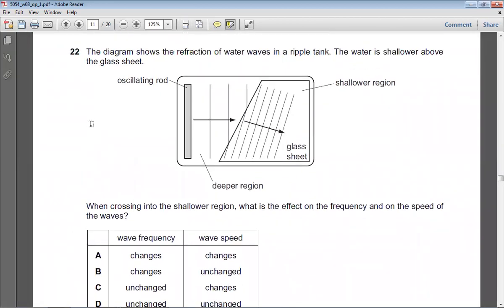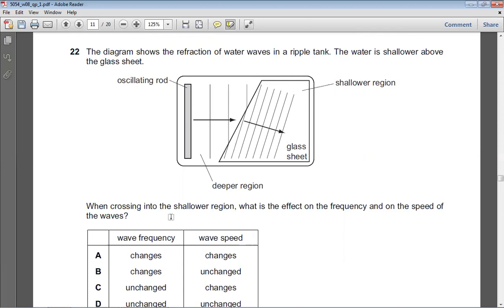Okay. The diagram shows the refraction of the water waves in a ripple tank. The water is shallower above the glass sheet. So here the water is deep. In this area, the water is deep, and in this area, the water is shallow. So when these waves enter into the shallow water, their wavelength will become smaller, their speed will become slower, and they will bend towards the normal.